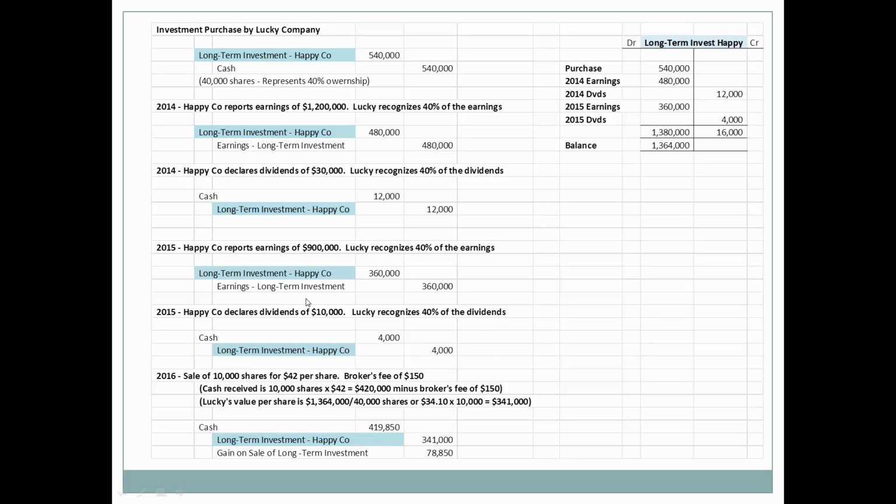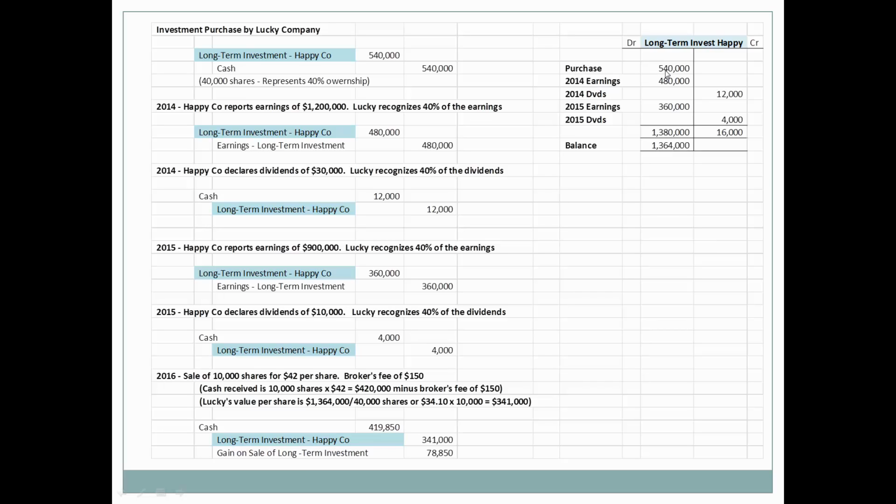Before we look at this last transaction, let's look at what's going on in a long-term investment in Happy Company. You'll have to do this in order to figure out what exactly the value of the investment is, because in 2016, they're going to sell a portion of the shares that they own. So we have to look at what it is valued at on Lucky's books in order to figure out what's happening when we sell a portion of the 40% of ownership.